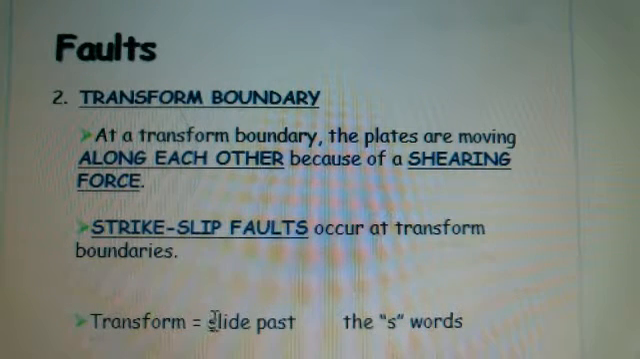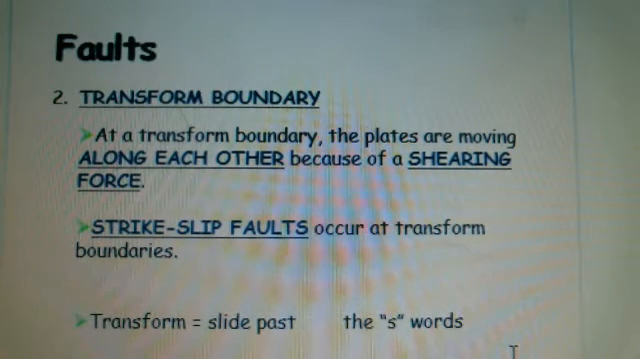And to help you remember, transform is when they slide past. We have S words, S here, sliding, and transform. It's kind of silly sounding, but hey, we're trying to figure out any way to remember these things.